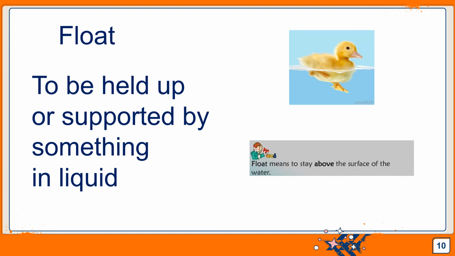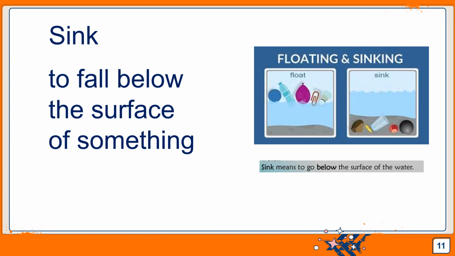What does it mean to float? To be held up or supported by something in liquid. Float means to stay above the surface of the water, like a duck. What does it mean to sink? To fall below the surface of something. To float or to sink. Sink means to go below the surface of the water.